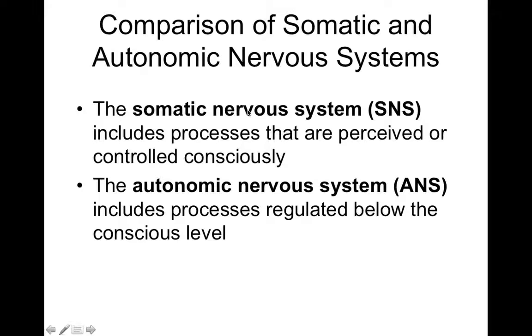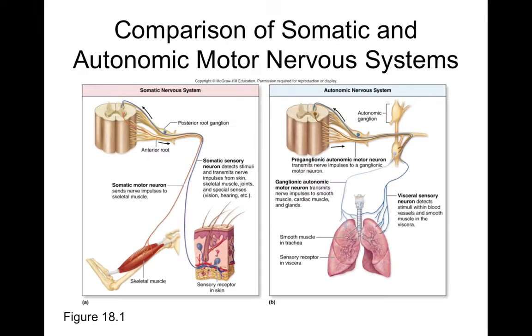However, the somatic nervous system is what's conscious, and it's involved with controlling skeletal muscle, whereas the autonomic nervous system is controlling smooth muscle, cardiac muscle, and glands. We talked about this back earlier in one of the nervous system chapters. Now, if we look at a comparison of the somatic and autonomic nervous systems, on the left here is the somatic nervous system. On the right is the autonomic nervous system.